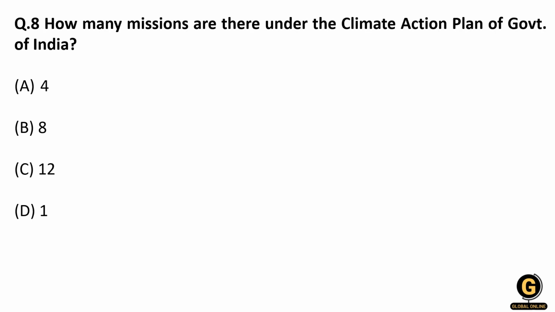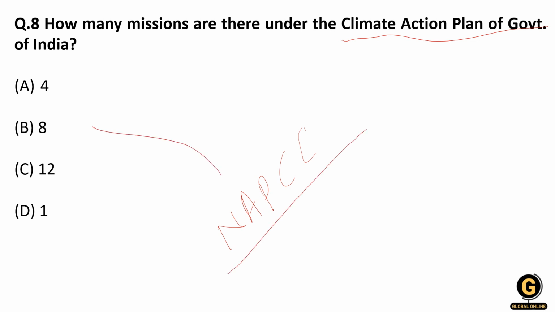How many missions are there under the climate action plans of the Government of India? Friends, whenever the climate action plan of the Government of India comes up, you have to remember the National Action Plan for Climate Change, right? This NAPCC has a total of 8 missions. So you have to remember, there are a total of 8 missions.